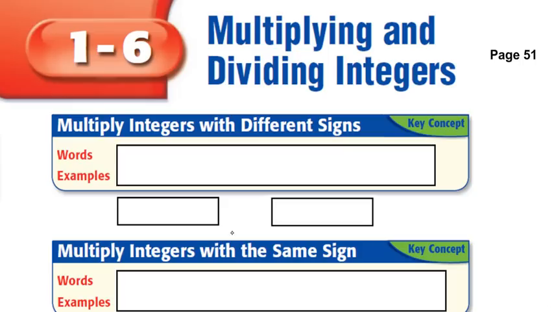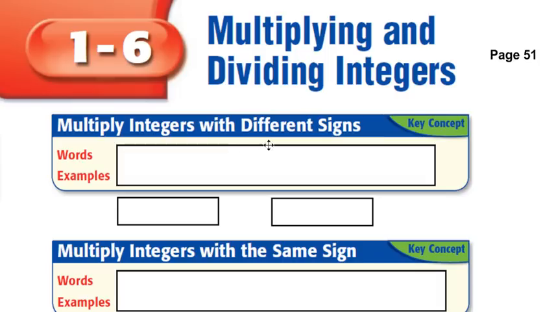All right, today we are going to talk about multiplying and dividing integers. We've already talked about adding and subtracting. This is lesson 6 in chapter 1. If you want to follow along in your book, look to page 51, where we'll be starting.